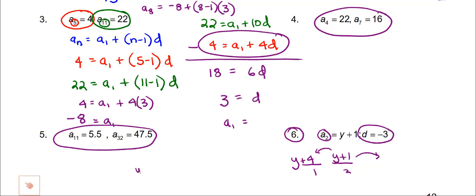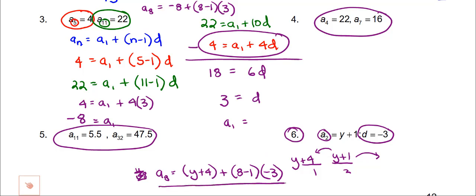And then to get to the 8th term, I take the first term plus 8 minus 1, and then I take the D value they gave me, and it's a little bit of algebra to clean that up. All right?